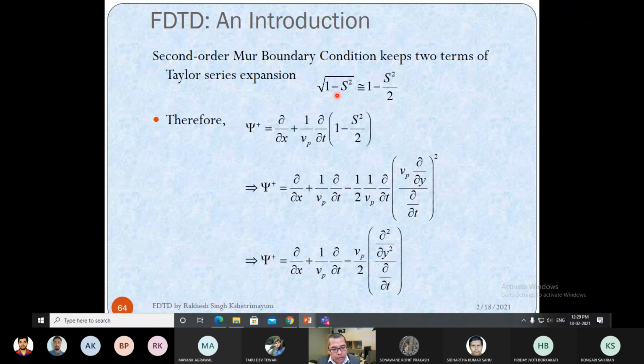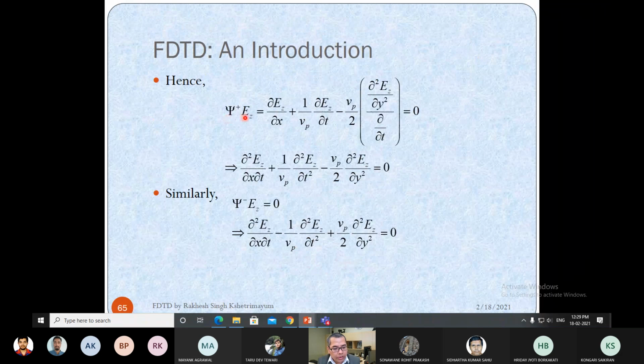If I take the second term, we call it the second order Mur's boundary condition, 1 minus s squared by 2. So psi plus is del by del x, 1 by v phase del by del t, times 1 minus s squared. What was s? You can just substitute it here. Then finally, you can simplify it. Psi plus would be del by del x plus 1 by v phase del by del t, minus. You can further simplify it. The final expression, psi plus Ez, would become del square Ez by del x del t plus 1 by v phase del square Ez by del t square minus v phase by 2 del square Ez by del y square is equal to 0.